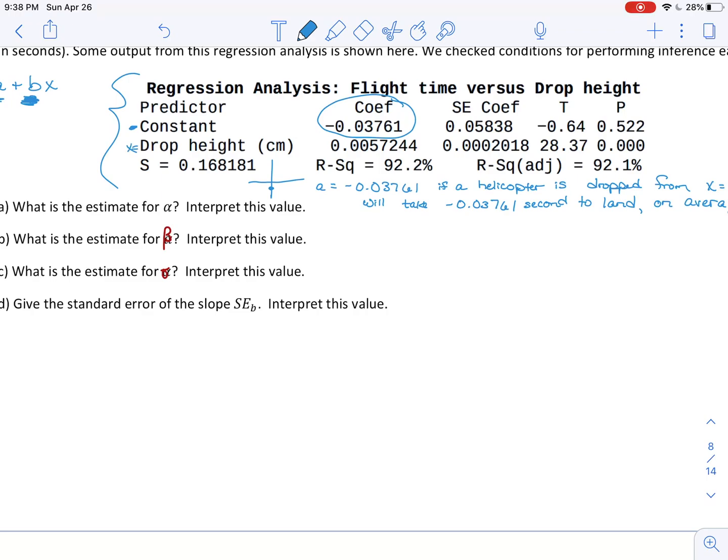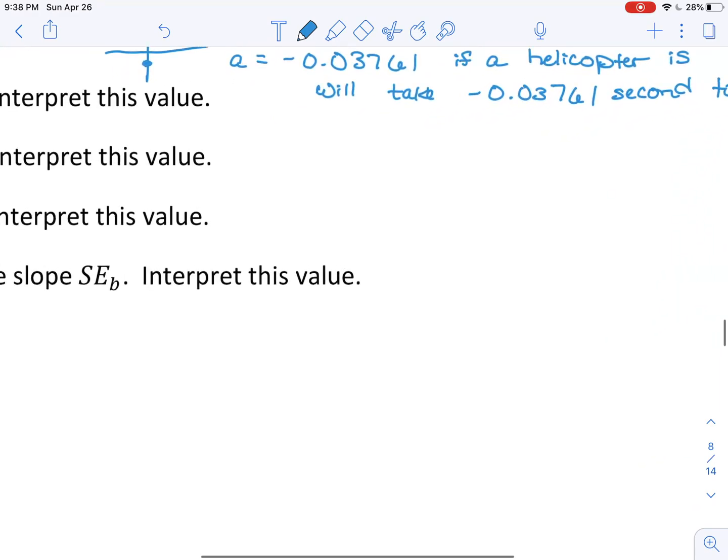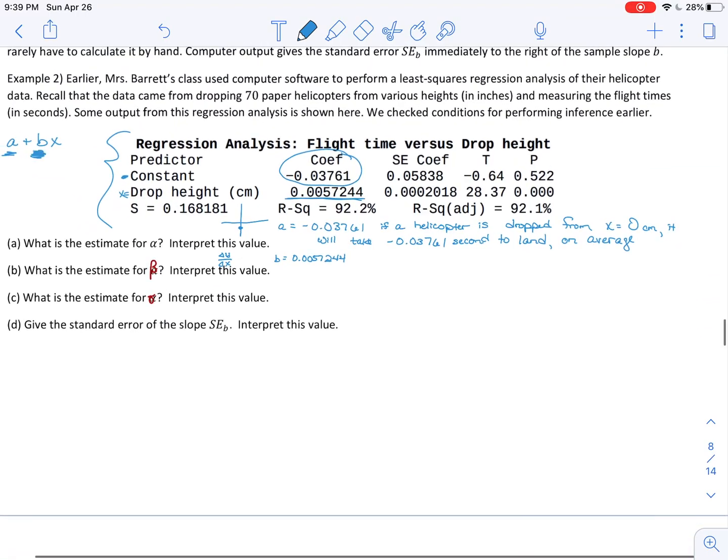So I can also estimate beta. Remember, beta is a Greek symbol for b, so this is our slope. So I still want the coefficient, but now I want the coefficient of our x values. We said that the x values was our drop height. So the coefficient of our x is this, therefore our sample slope is that, and that's our best guess at our population slope. It is our point estimate. So b is 0.005724. Now, slope is always, remember, change in y over change in x.